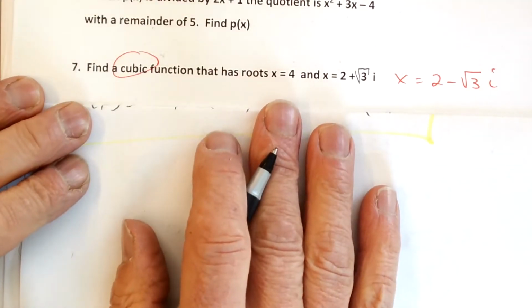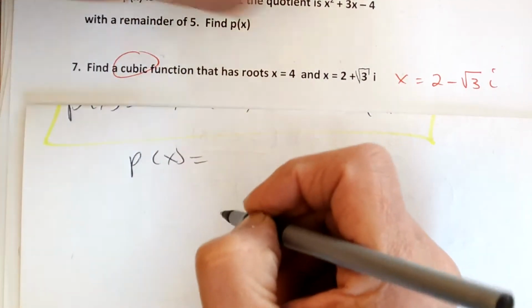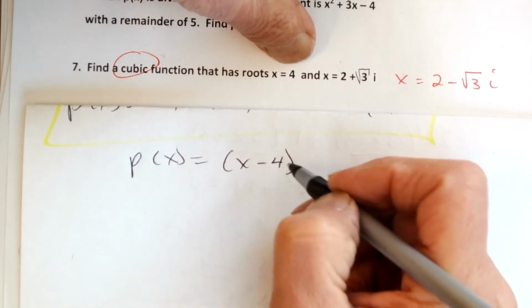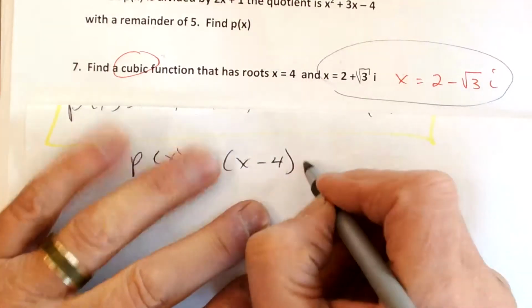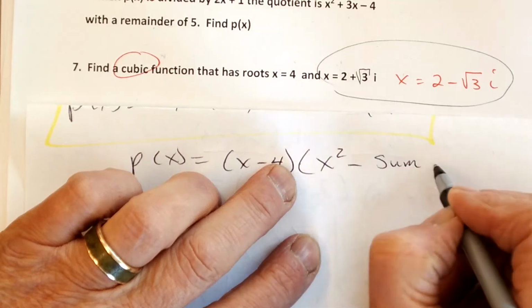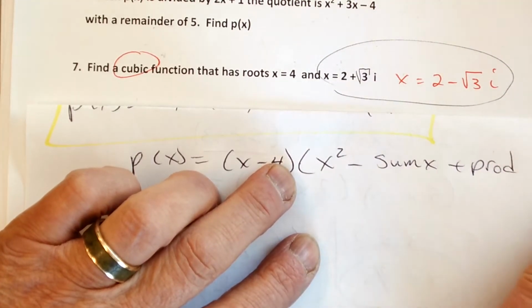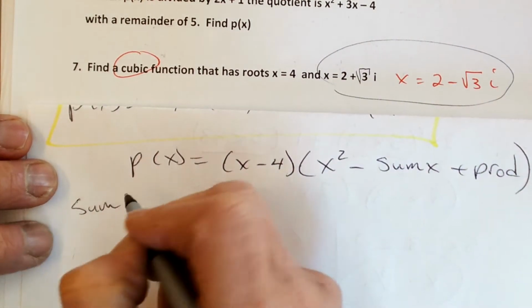So then I'm going to, first of all, start off with p of x is equal to x minus 4, because that gives me that root of 4. And now for the other two, I'm going to use x squared minus the sum of the roots plus the product of the roots, okay? All right, so let's figure out, first of all, the sum. We'll do that on the side.